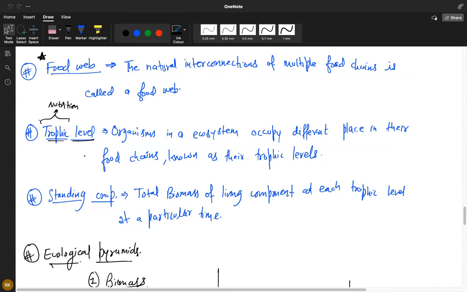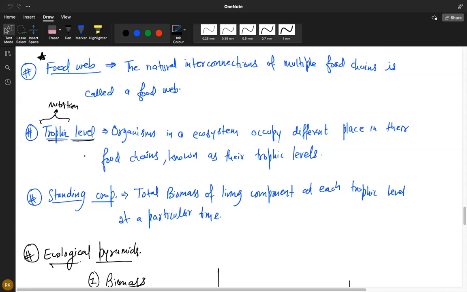So if the standing crop amount of carrots changes, it will also change the standing crop amount of the rabbits, correct? If next year there is no carrot in the jungle, and let's assume that rabbits only feed on carrot, which is not true in nature, but let's say it's a defining factor, then the rabbit population will go down and the standing crop or the total biomass of rabbit will decline.